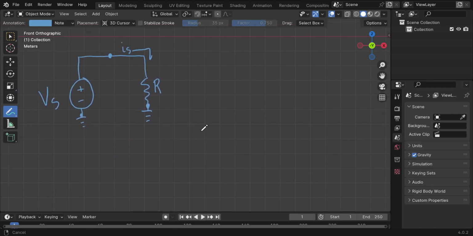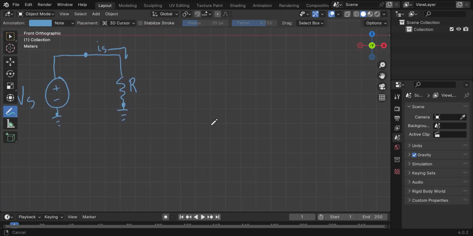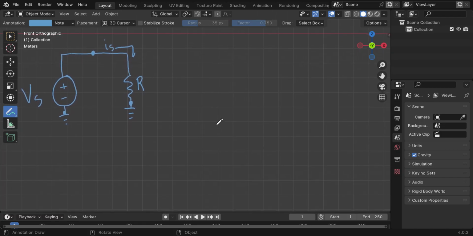Okay, so we're going to take this another step further, and we're going to draw another circuit that's very similar. We're going to have a voltage source, we're going to have a wire connected to a resistor, and then another resistor. And I'm going to label them R1 and R2. And I'm still going to have some source going through.